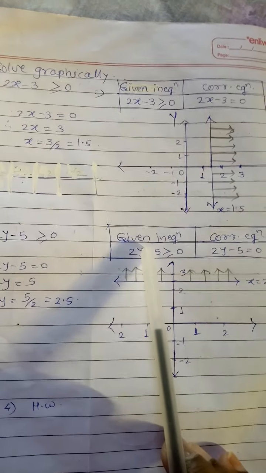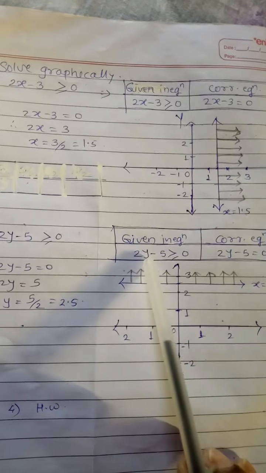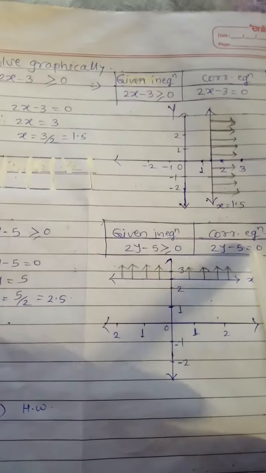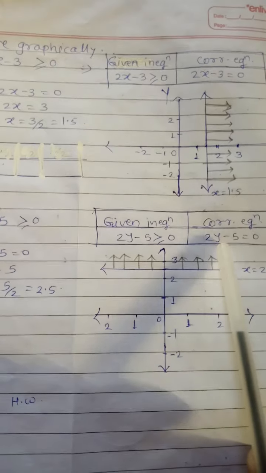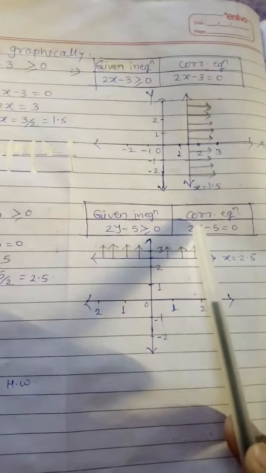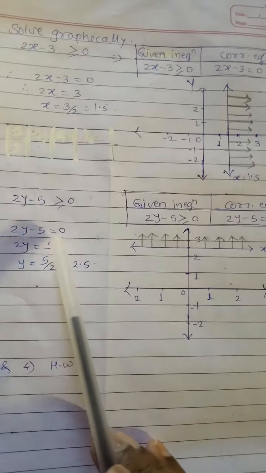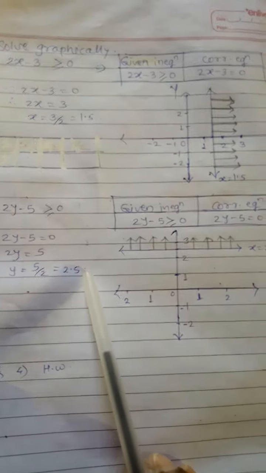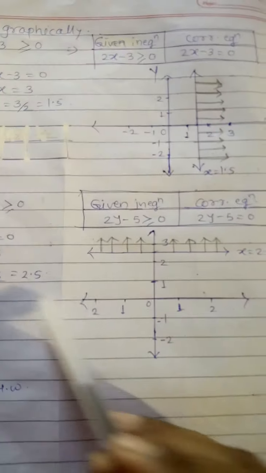Now the next one, that is 2y minus 5 greater than or equal to 0. Again you have to write down the given inequation and convert it into the corresponding equation, just putting the equal to sign. Since there is a single variable in this example also, as in 2x minus 3, you can solve this equation. So 2y minus 5 is equal to 0, so 2y is equal to 5, y is equal to 5 by 2, that is 2.5. So we have to plot this line, that is y equals 2.5.